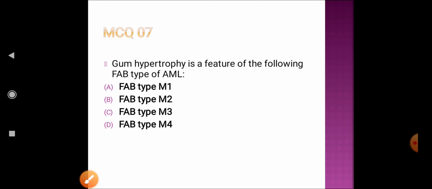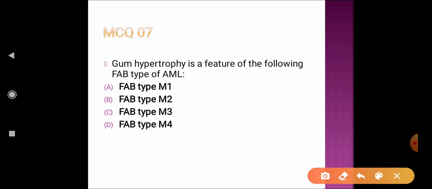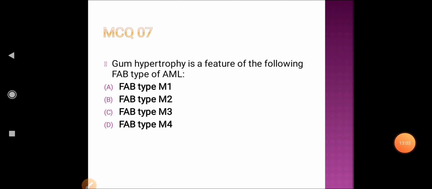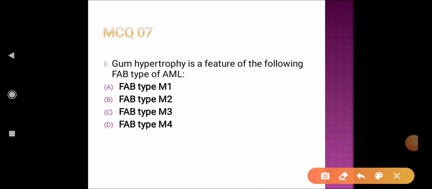Okay, MCQ number 7. The gum hypertrophy is a feature of which of the following FAB types of AML? This is the French American British classification where M1 stands for AML without maturation, M2 means with maturation, M3 means promyelocytic, and M4 means myelomonocytic AML. When the maturation is increasing, the AML typing number is gradually increasing. So in this case, the maturation is not present.